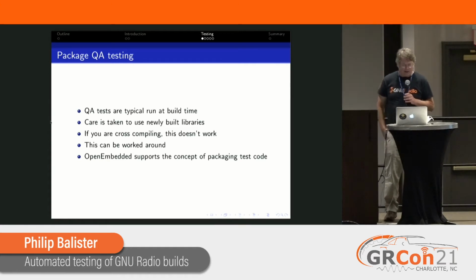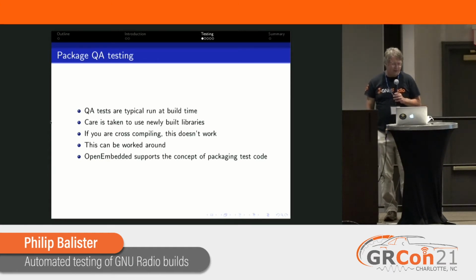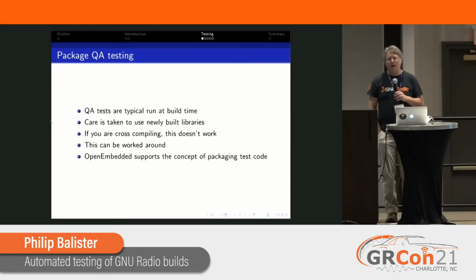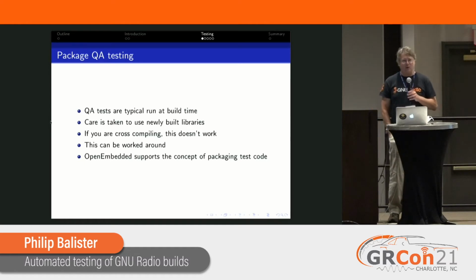So the workaround is OpenEmbedded supports a concept of taking test code and packaging it. And taking the test code and packaging it tends to be a pretty manual process. You have to understand the structure of the test code, figure out all the wrappers and usually just remove the wrappers, because you're going to be running the libraries that you're going to be testing on the image that you're going to be testing with.